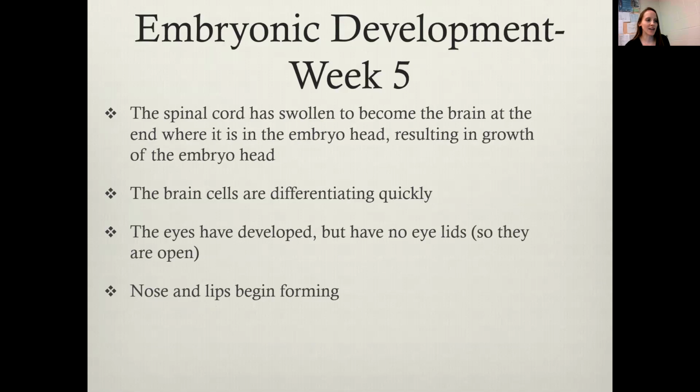So in week 5, the spinal cord has swollen at one end to form an actual distinct brain area where the head of the embryo is, which will cause the head of the embryo to grow and kind of swell. The brain cells will also start to differentiate really, really quickly. So the brain is developing very rapidly at this point. The eyes will have developed even more, though there will be no eyelids. And then the nose and lips are also starting to form at this point.